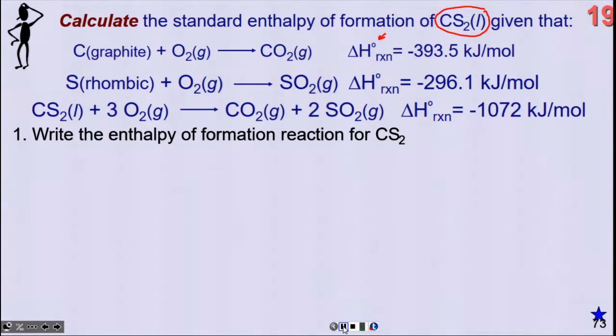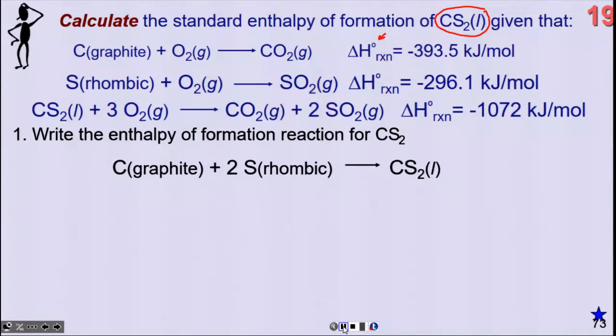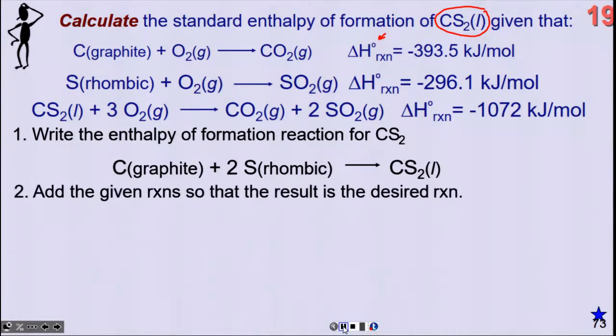So what do we have to do to get there? Well, we'll put the enthalpy of formation reaction for carbon disulfide. In other words, carbon combining with sulfur in their standard states to make carbon disulfide. So take the two forms that we know of as standard states for those two elements and make the liquid that we're looking for. Then we're going to add the given reactions, as shown at the top, so that the result is the desired overall reaction. So what will we do? We need to find graphite.